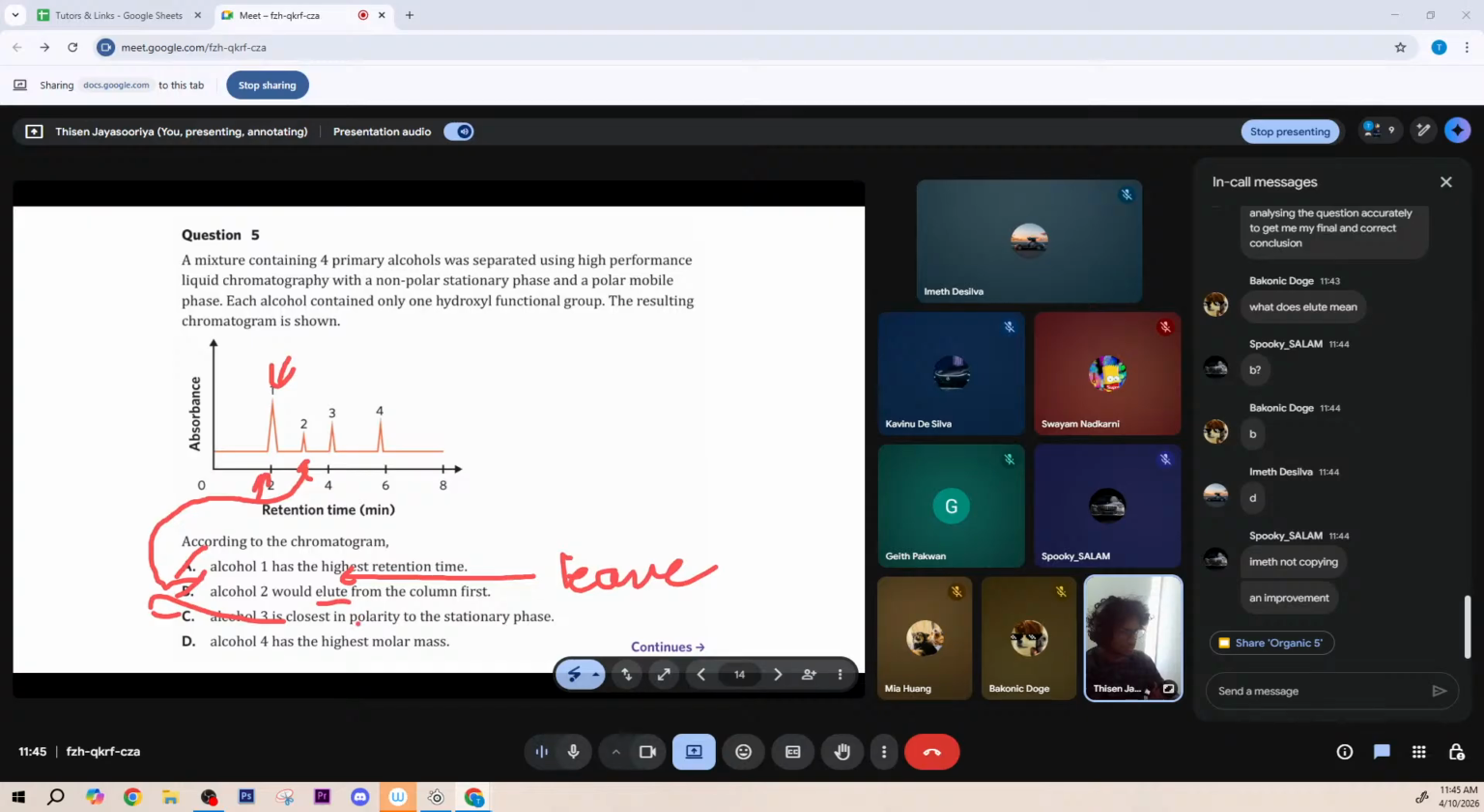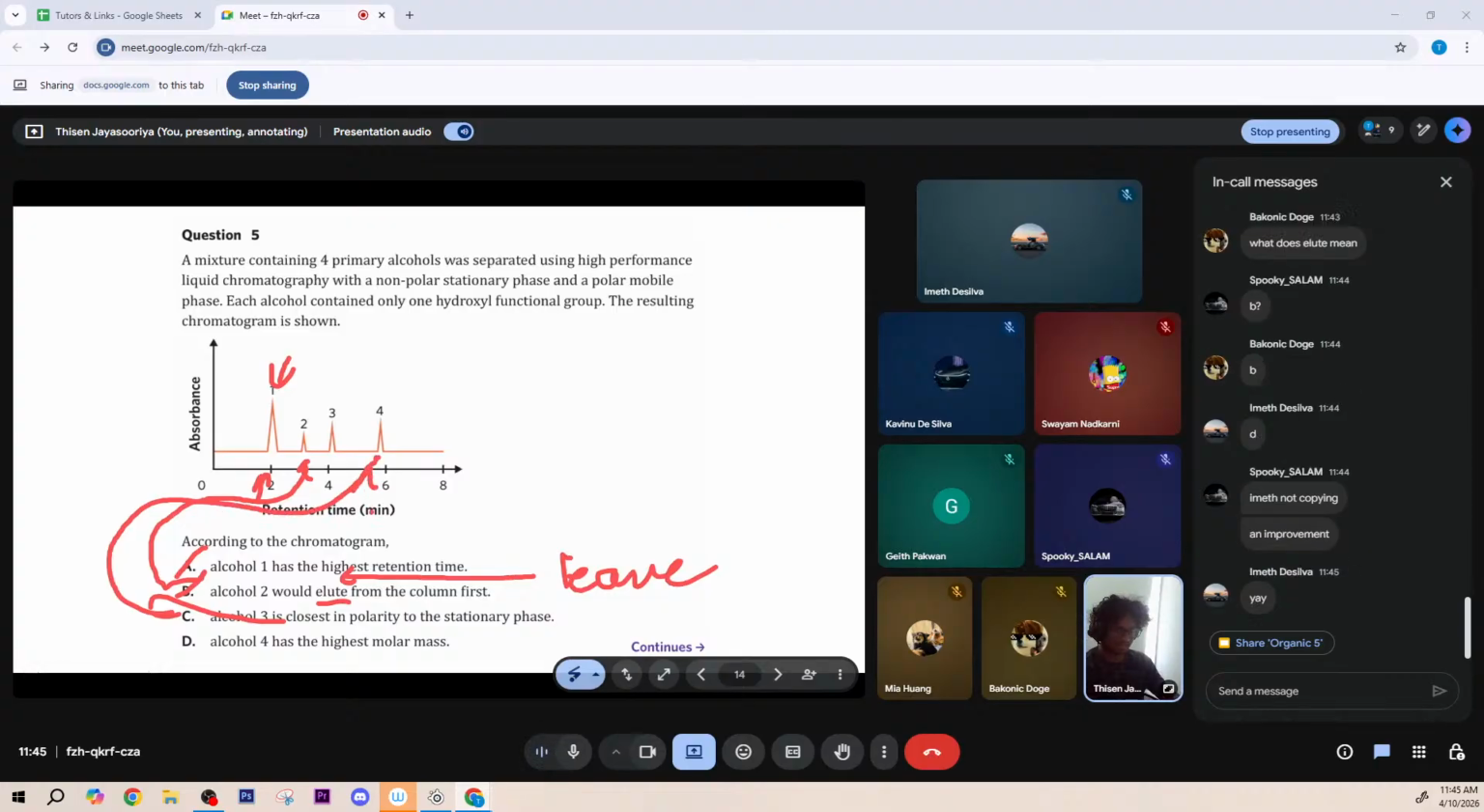If C is the closest polarity to the stationary phase, it would have moved the least. It would have the lowest retention time. Yeah, but it doesn't. And here, that means D is going to be the answer, right? The reason why a higher molar mass means that it's going to be more adhered to the stationary phase is because it has a higher non-polar region, yeah?